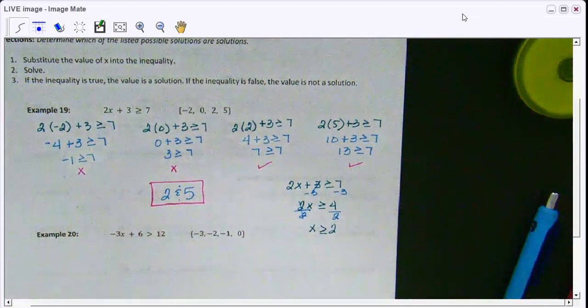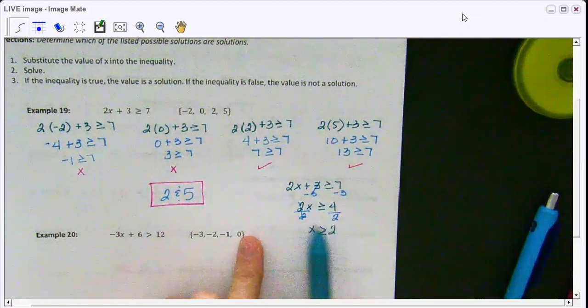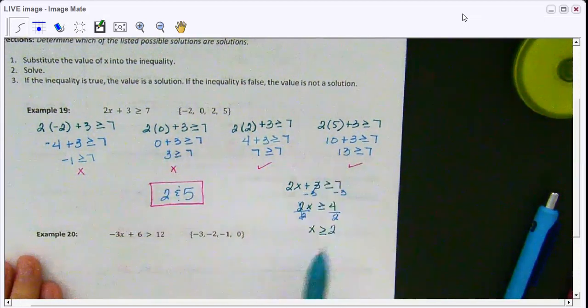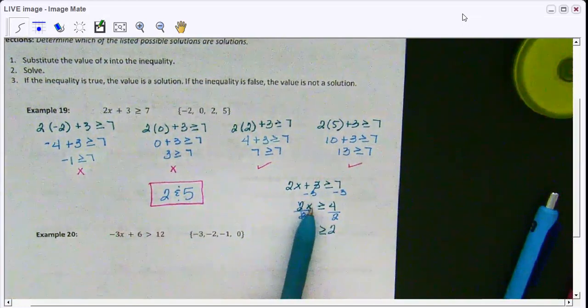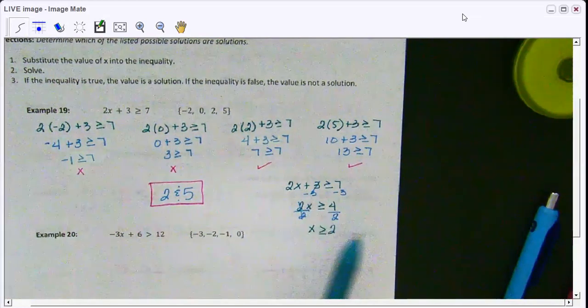What this is telling me is that any value that is greater than or equal to 2 is going to be a solution. 0 is not greater than or equal to 2. 2 is equal to 2, and 5 is greater than 2. So 2 and 5 are my solutions. So there are two ways to do these problems: the quick way or the longer way. If you can learn to do it the quick way, I think that's lesson 4 or 5, you'll be well on your way to solving inequalities like this.